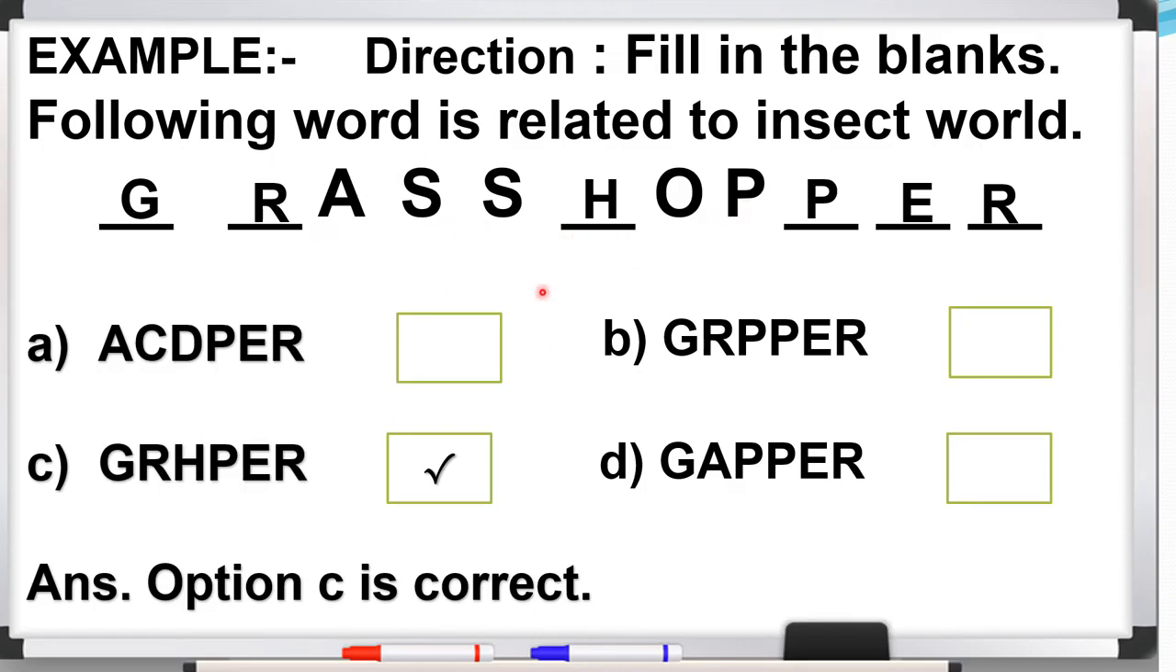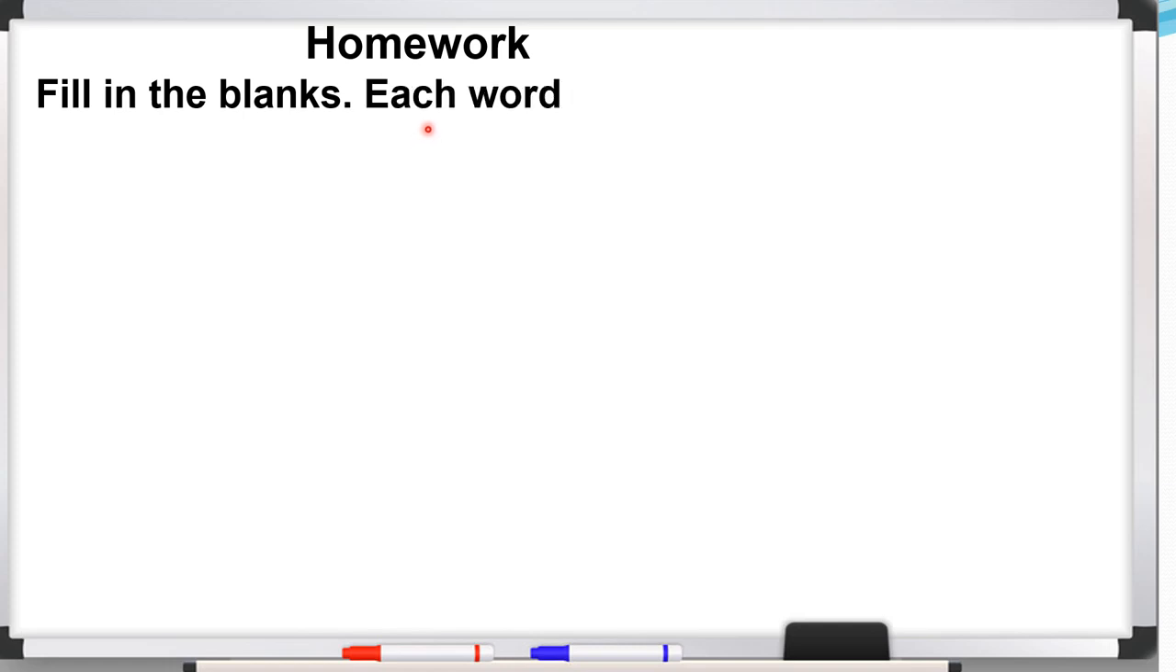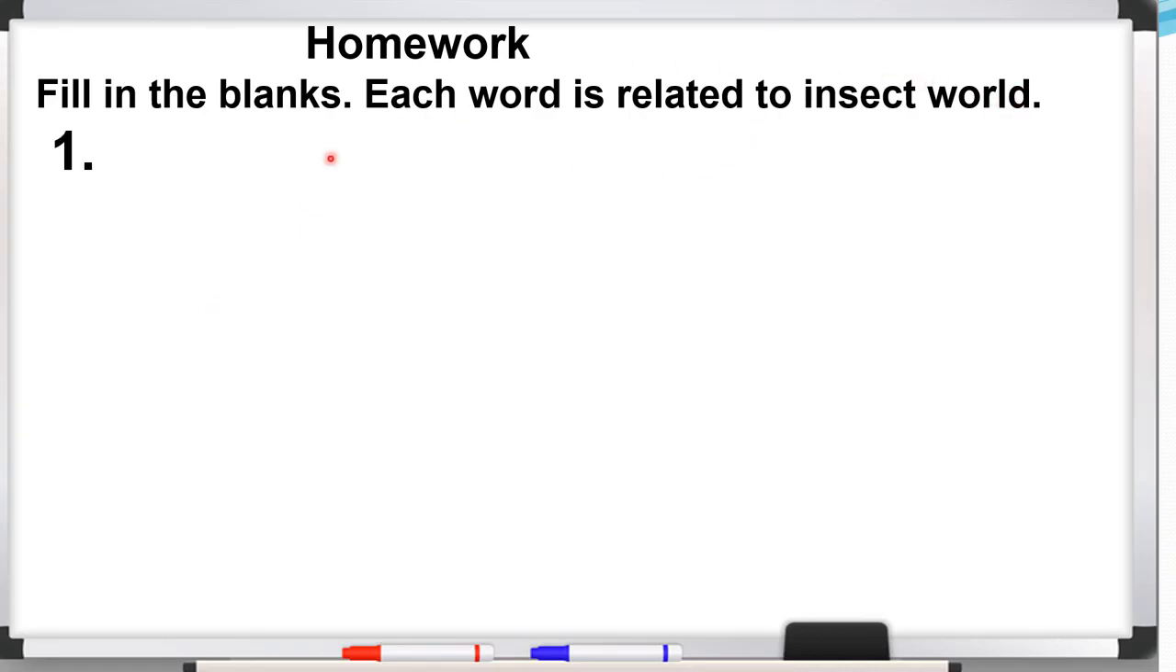Okay, now homework, fill in the blanks. Each word is related to insect word. ठीक है, जो भी वर्ड आपको यहाँ पर दिया हुआ है जो आपने फिल करना है वो इंसेक्ट वर्ड से रिलेटेड है. So in question number 1 it is given M dash dash Q dash dash T O.